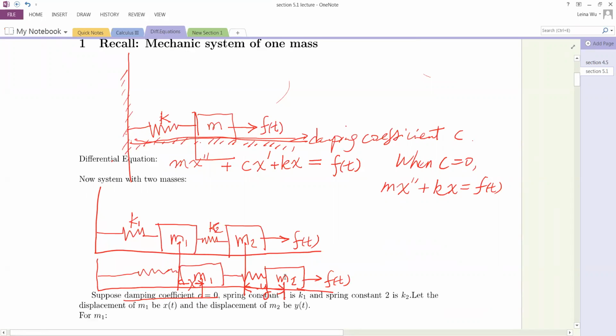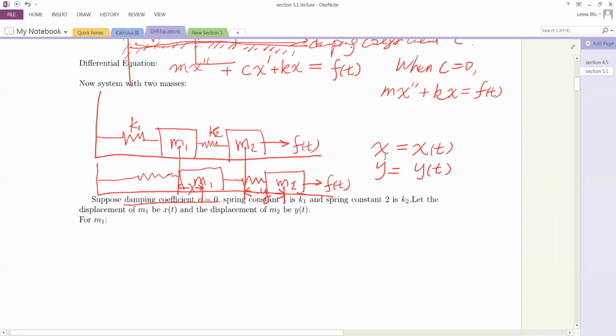So we're going to try to write down two equations, one about the displacement of m1 and one about the displacement of m2. Which means one equation is about x and one equation is about y. Both x and y are going to be functions of time, right? So x equals x of t, y equals y of t. Is that clear? Okay, let me move on.